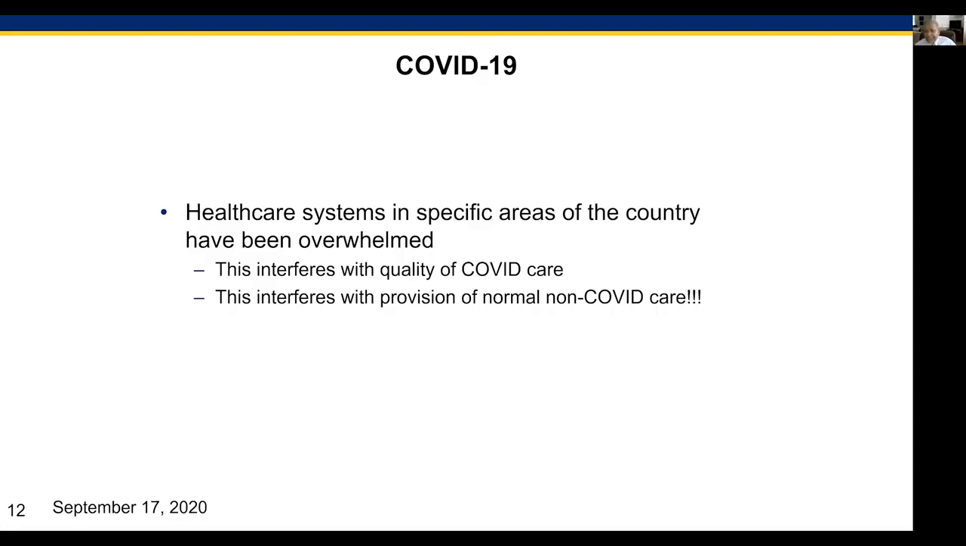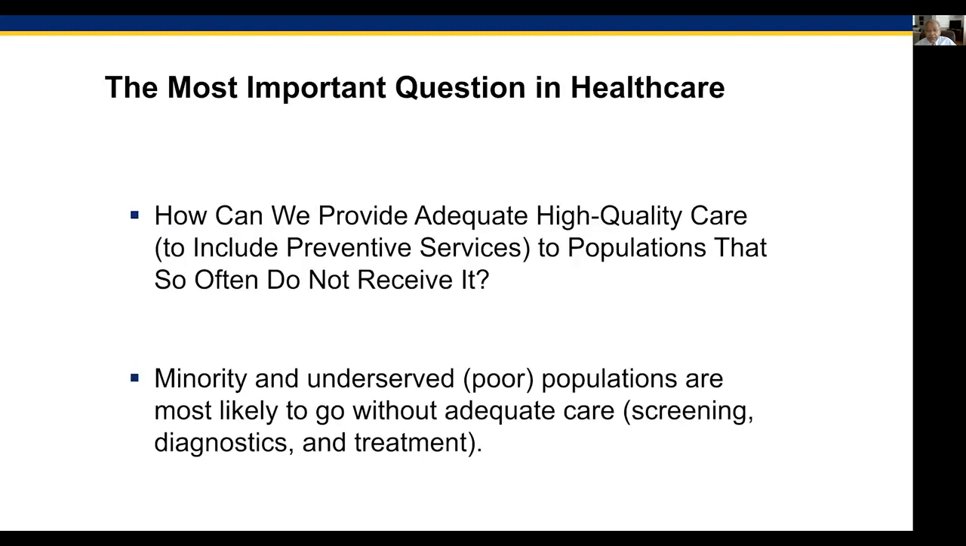And this interferes not just with the quality of COVID care, but it interferes with the provision of normal non-COVID care. I cannot overstress that people were harmed who had nothing to do with COVID. People had difficulty getting care for their diabetes, their hypertension, and other diseases. Now, how can we provide adequate, high-quality care, to include preventive services, to populations that so often don't receive it? Is, I think, the most important question we can ask ourselves in healthcare, and something we really should try to dedicate ourselves to. And minority and underserved poor populations are the most likely to go without adequate care, and that is the norm. In the setting of coronavirus, it's just accentuated.